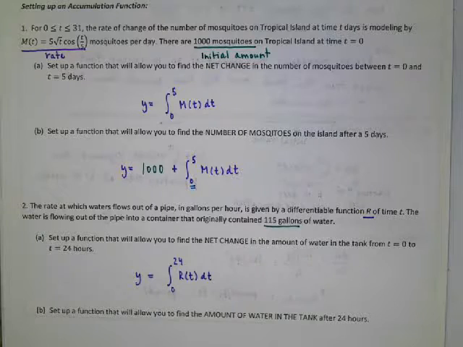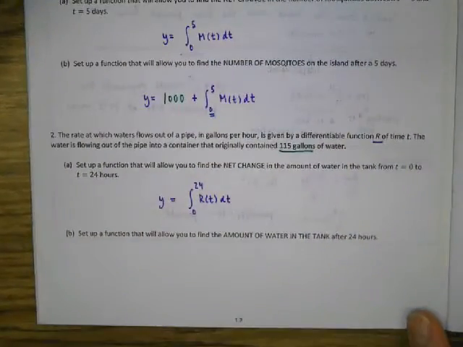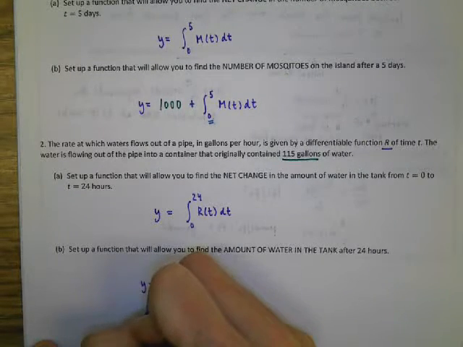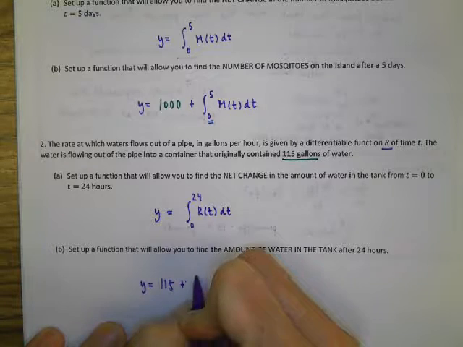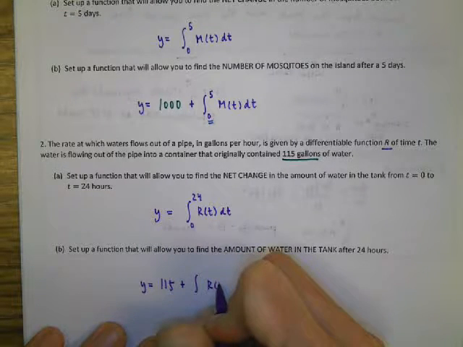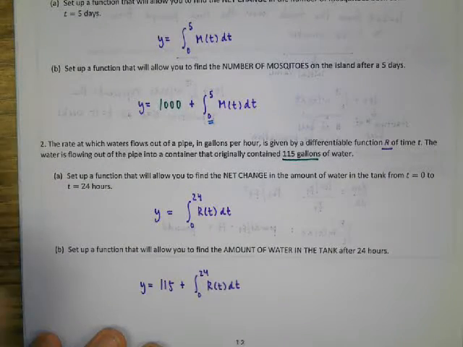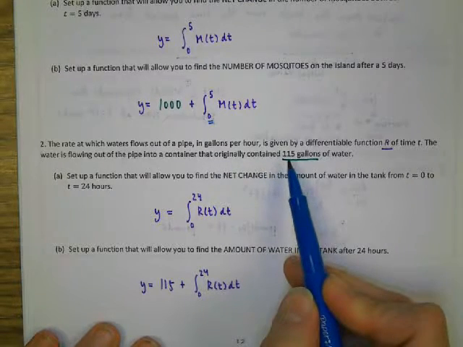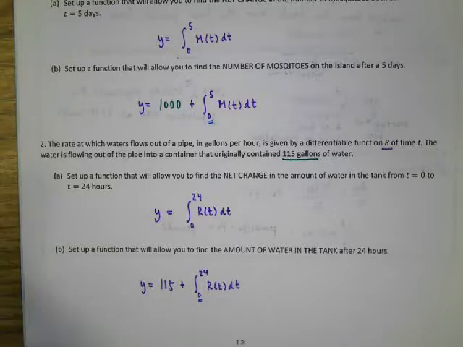Now, I want to set up a function that's going to allow me to find the amount of water, right? My new amount of water in the tank after 24 hours. So the new amount is going to be my initial, which is my 115, plus I'm going to integrate my rate function, which is going to give me the amount of water that was added to that tank from 0 to 24. And again, I do a double check here. It says it originally contained 115 gallons of water, so this initial condition is at time t equals 0, which matches my lower limit of 0.